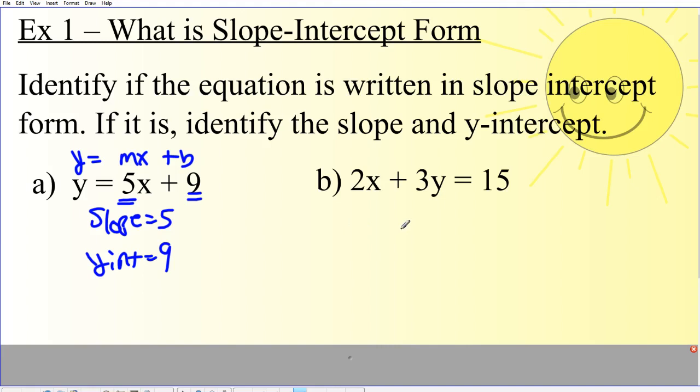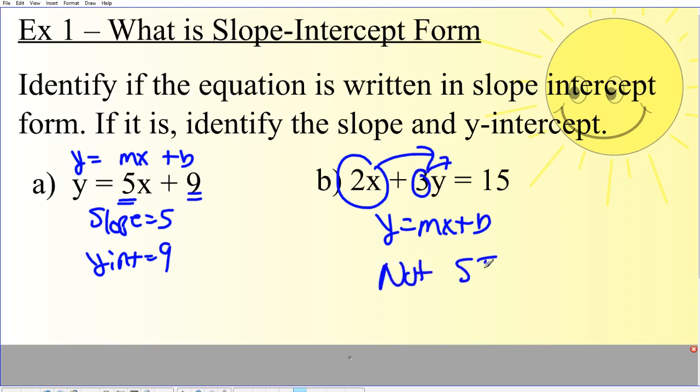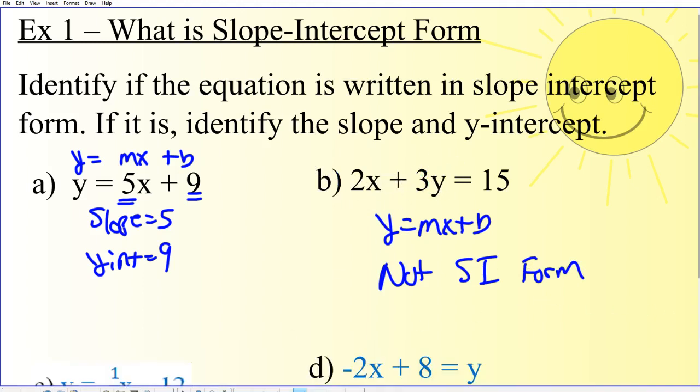Letter B. Nah, this is all wrong. This is not slope-intercept form. For it to be slope-intercept form, it would need to be y equals mx plus b. So this 2x would need to be on the other side of the equal sign, and this 3 would need to be divided on both sides. So this is not slope-intercept form. By the way, in case you're curious, this is something called standard form. But it is not slope-intercept form.